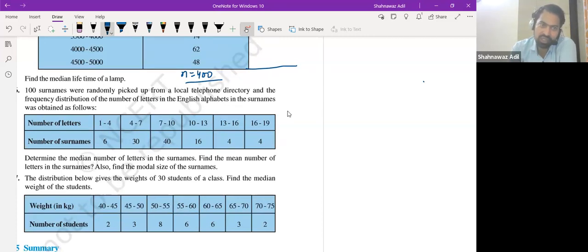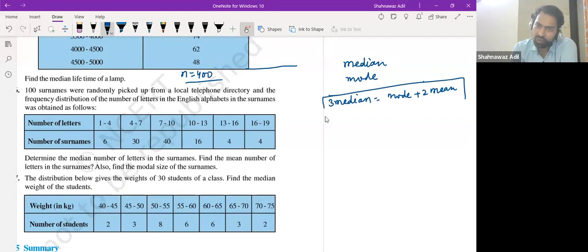So find out, and I have told you that please find median, mode, and then using the formula 3 median equals mode plus 2 mean, then you can calculate the mean, right? So then you don't have to calculate the mean from the data itself. You can calculate from the median and mode. So please find out all the three things in this question. Okay, everyone.